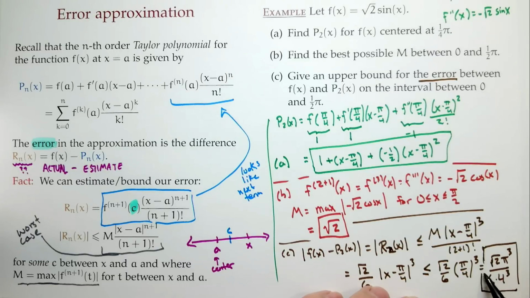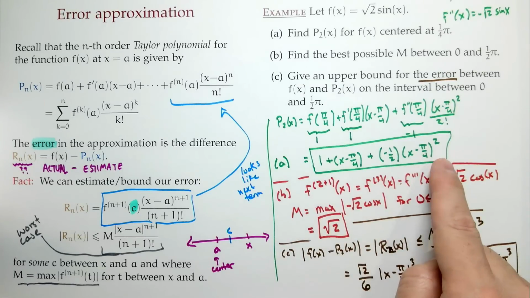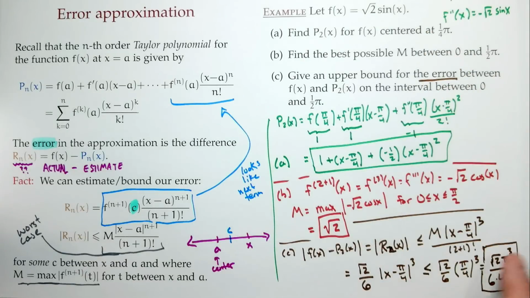All right. So there you go. There's our upper bound, a numerical upper bound, a single number. No matter where we go between 0 and pi halves, if we compare our answer from part A to our original function, we're never more than this far off. Most of the time, we're actually going to be a lot closer because the error is always about the worst possible case, and we're almost never in the worst possible case. How likely would that be to happen?